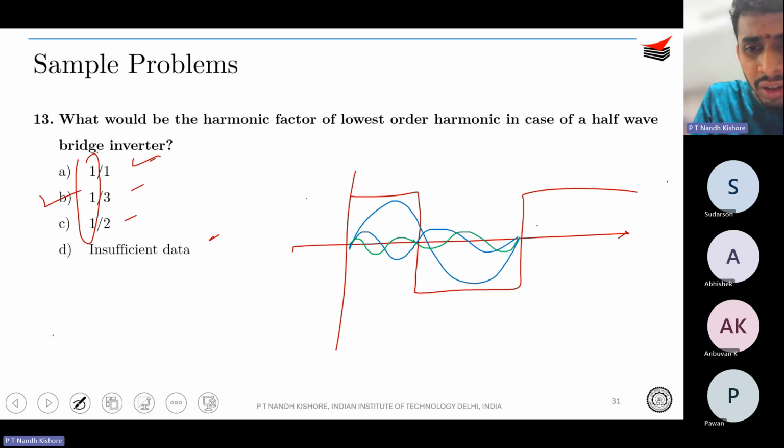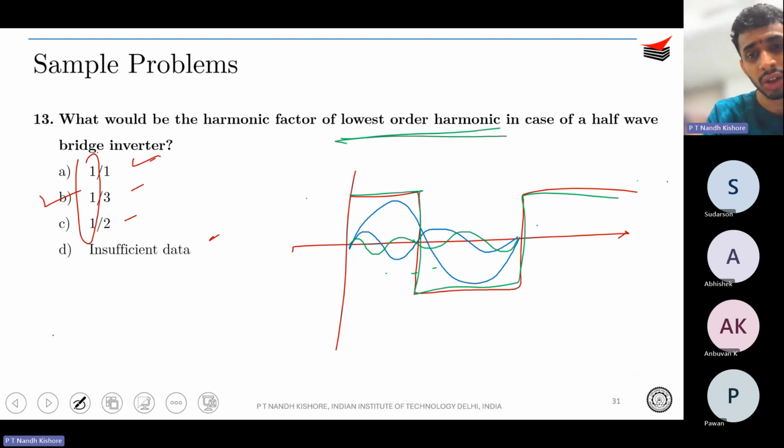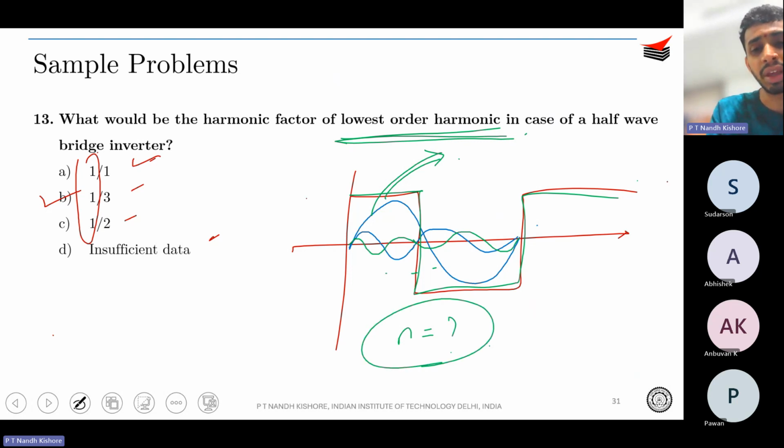This is the third order, and then so on. If you add up all of these components, you are going to end up with a square wave. That's the idea. So the question is, what is the lowest order harmonic? You have your fundamental. N is equal to what? Summing up, you will get this average square wave.